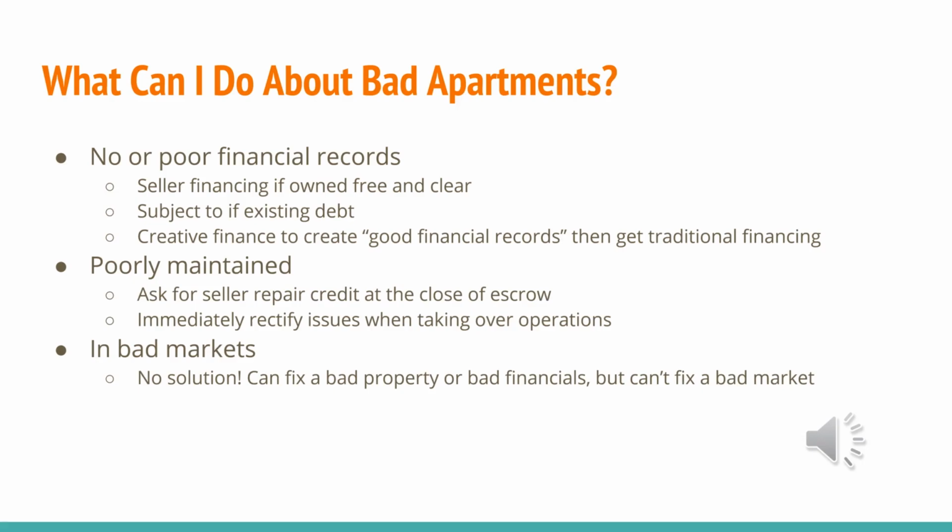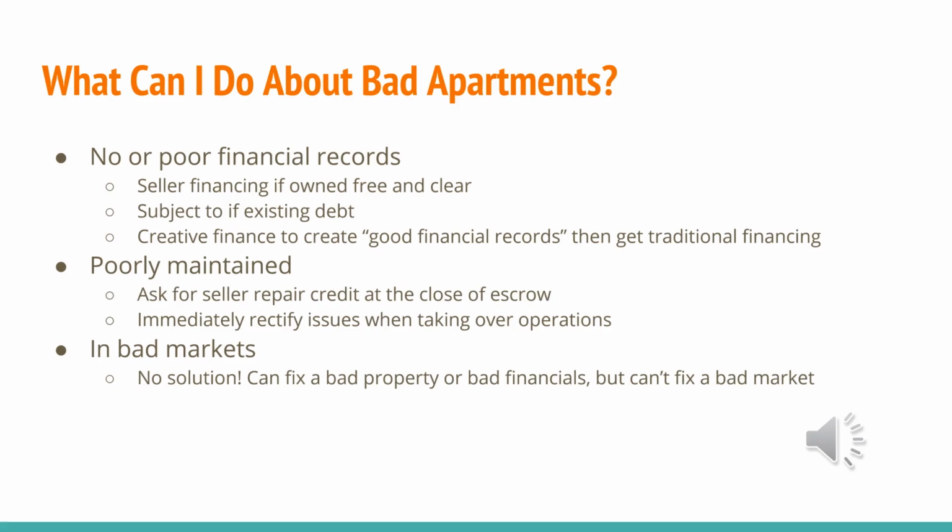And the next type of bad apartment is poorly maintained, right? So when you do your full property inspection, you're going to inspect all the units. If you have 50 units, you're going to inspect all 50, and it may take a couple days and a lot of money to do this, right? But if you see a lot of issues with the property, then you can ask for seller repair credit.